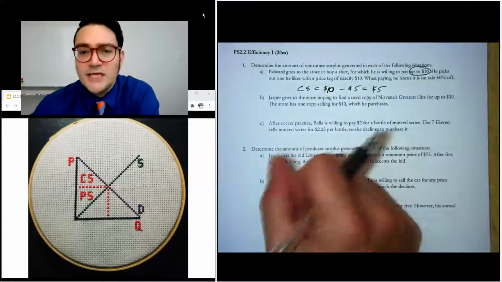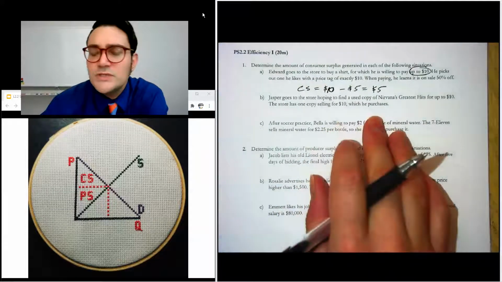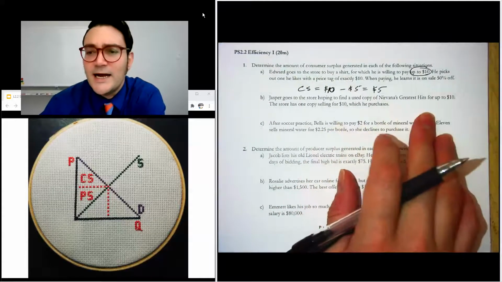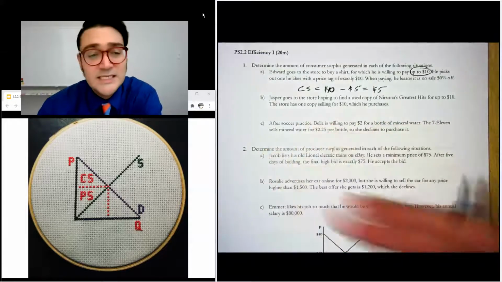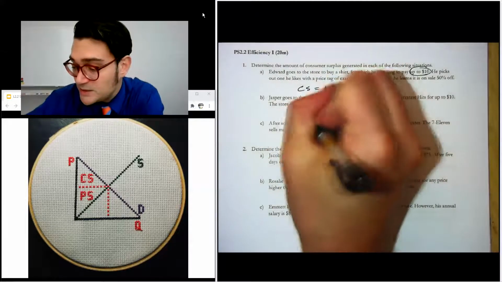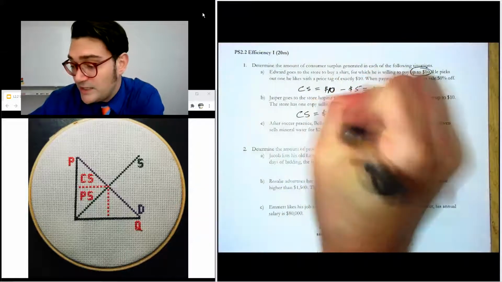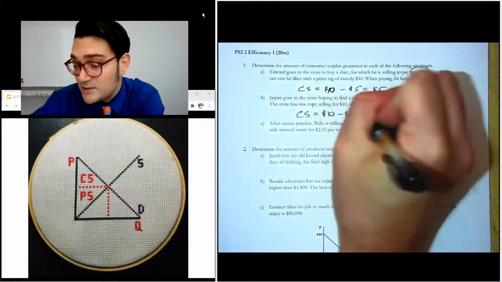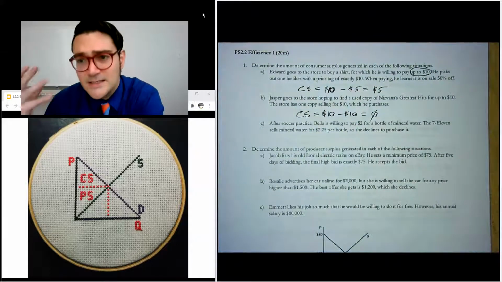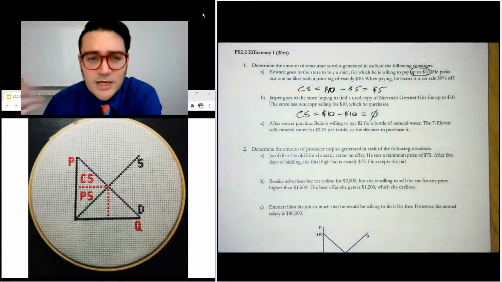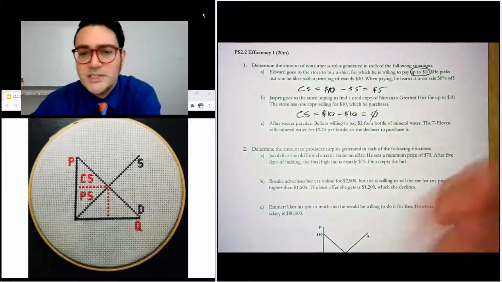All right. Jasper goes to the store hoping to find a used copy of Nirvana's Greatest Hits. Great album. The copy is $10, which he buys. So his consumer surplus is his willingness to pay minus what he did pay. So therefore he gets 0 surplus. Now that doesn't mean that he's like, bummer, he gets a CD out of this, right? But at the same time, he doesn't have any additional surplus.